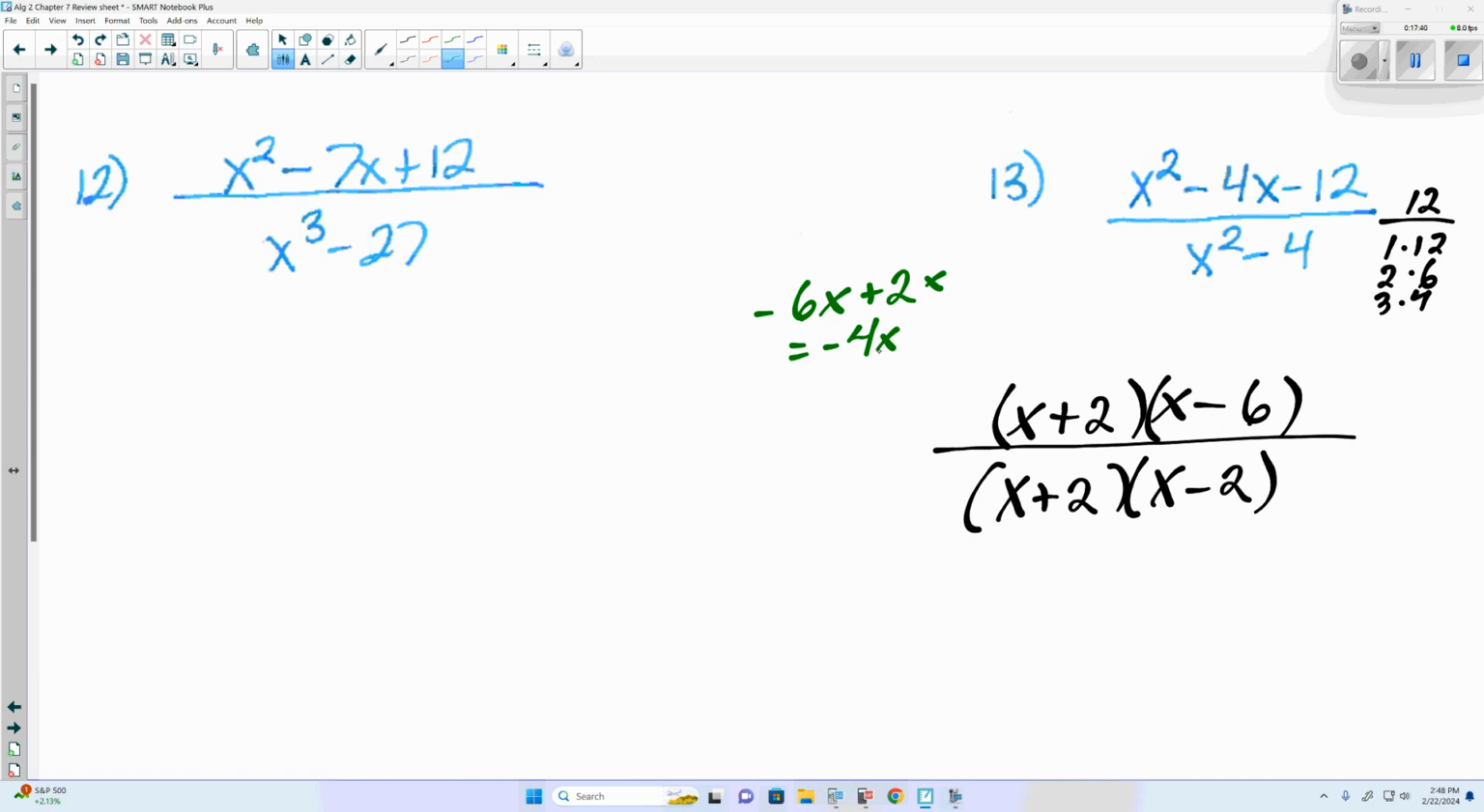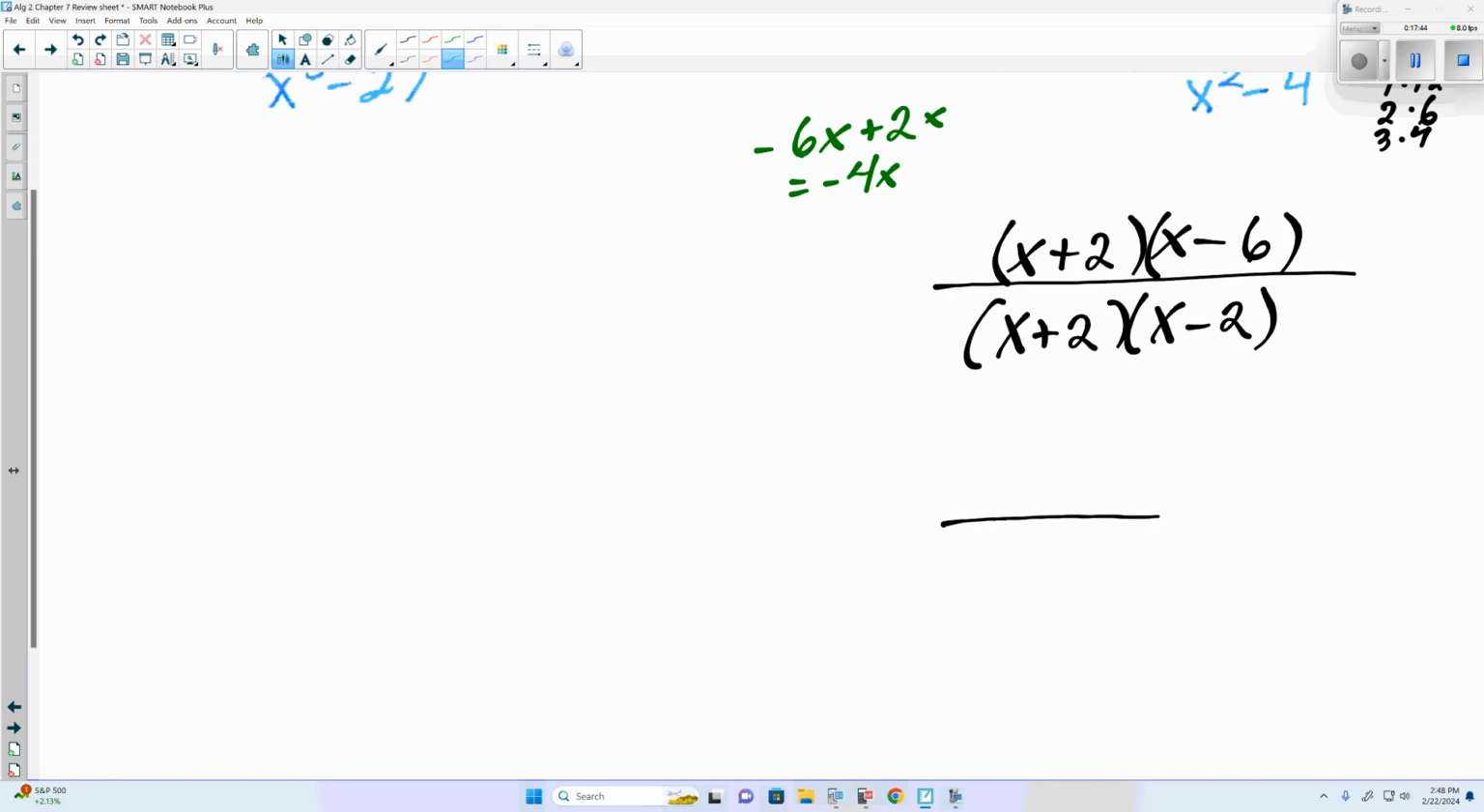And that is nice because what's in common? x plus 2 and x plus 2, leaving us with x minus 6 over x minus 2. And that's it.